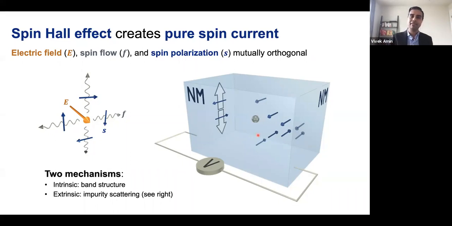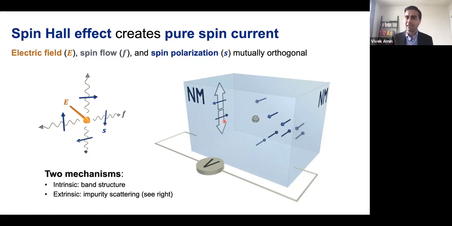So in this case, for instance, if I have a voltage applied so that I have current running, say, in this direction, and say spins encounter an impurity, because of spin orbit coupling, we can have a spin-dependent scattering, in this case, mod or skew scattering, which then leads to a flow of spin angular momentum in the perpendicular direction.